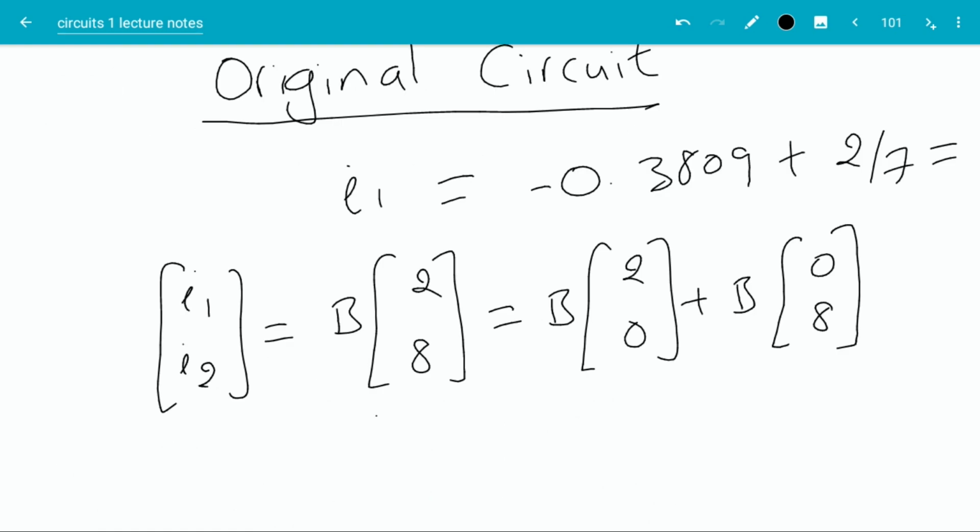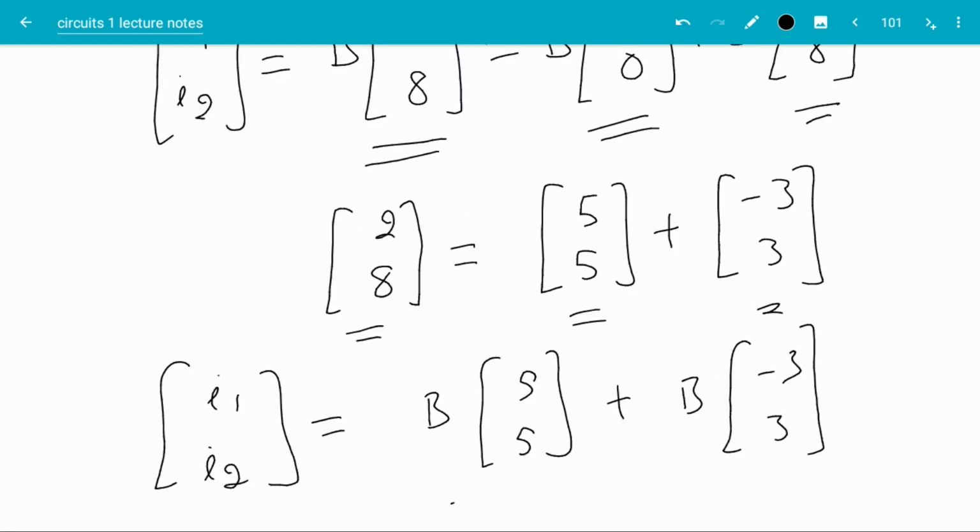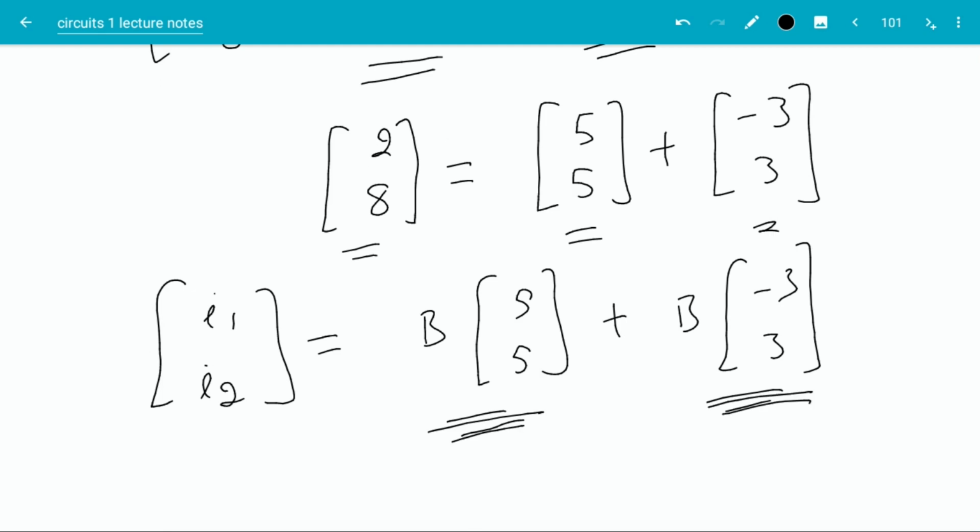In the above derivation, we replace the vector of input voltages using these two vectors. Note that you can also express this vector as a sum of these two vectors. And if you substitute in the above equation, you get this expression. Note that each of these terms also corresponds to a circuit, right? Note that B is the matrix which is capturing what's happening in the circuit.